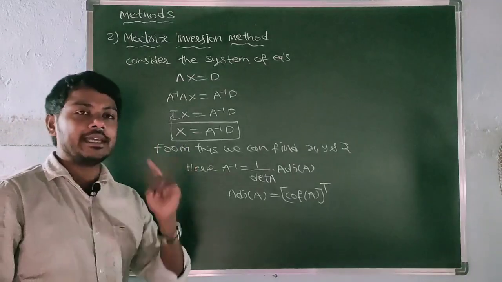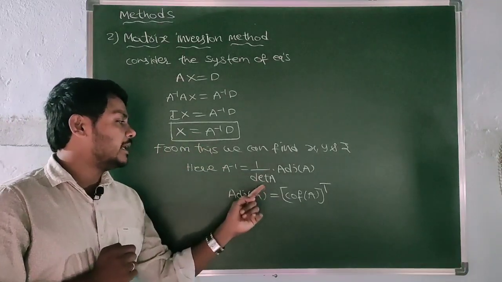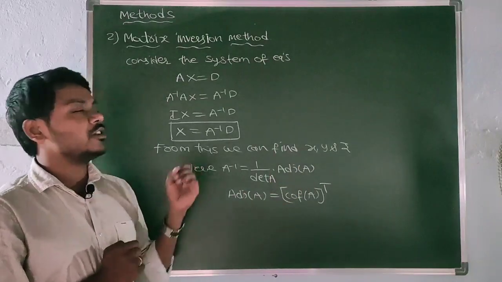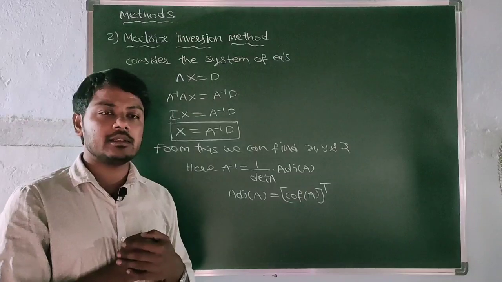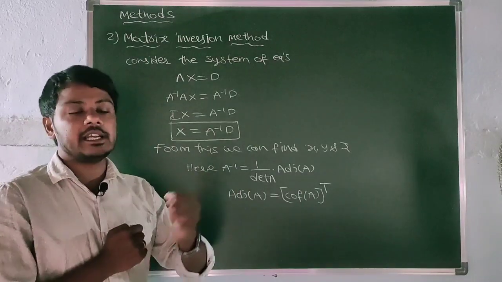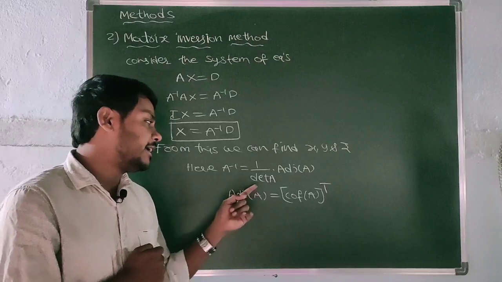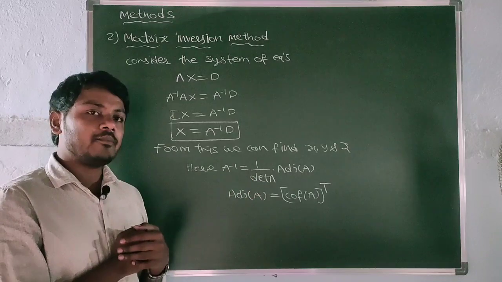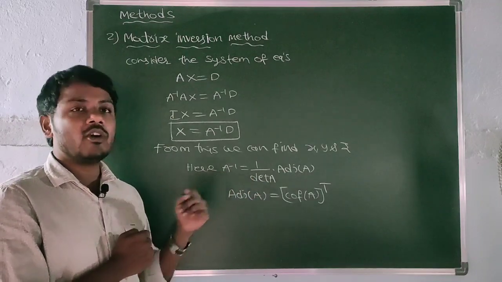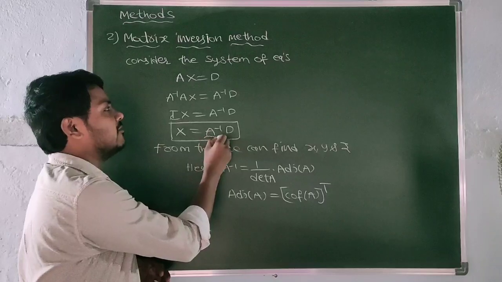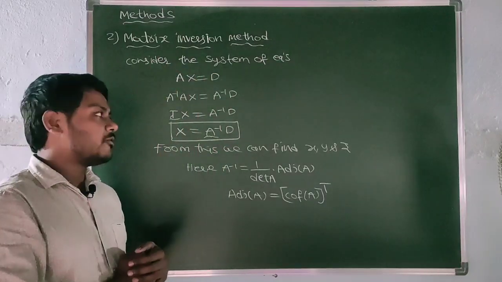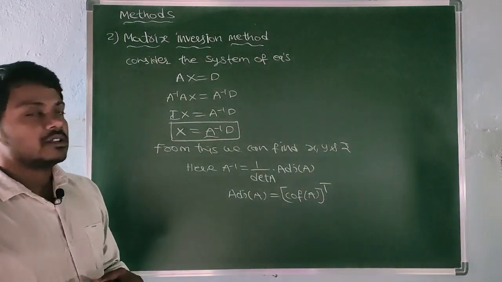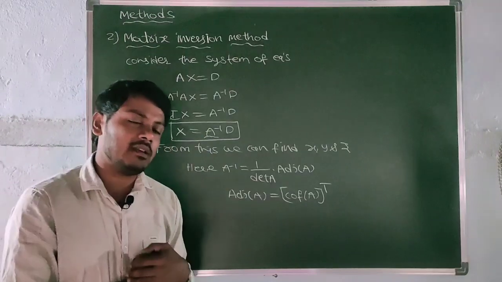Here X is x, y, z. Now A inverse is what? 1 by det A into adjoint of A, and adjoint of A is the cofactor of A whole transpose. So first you need to find the cofactor of the given matrix. So from that we can find adjoint of A and also find the determinant of A. So clearly we have adjoint of A and det A. So from that we can find A inverse. Now multiplying this A inverse with the constant matrix, from that we will get X. So what is that? x, y, z. So this is the procedure of the matrix inversion method.